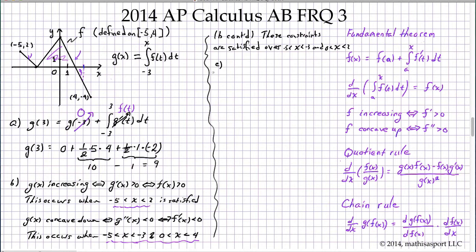C, we have a new function, h, and it's defined in terms of g of x, which itself is defined in terms of f of x. So we use the quotient rule to find h prime of 3.